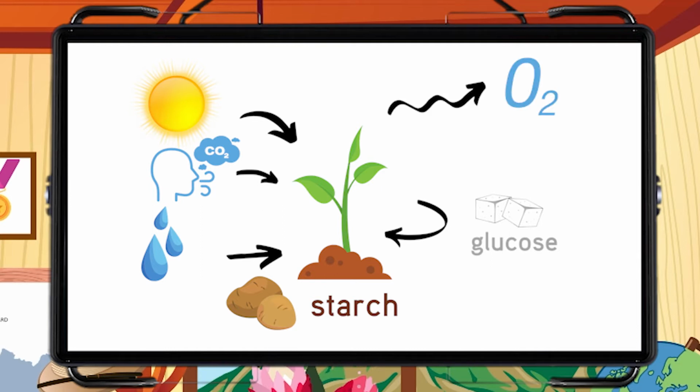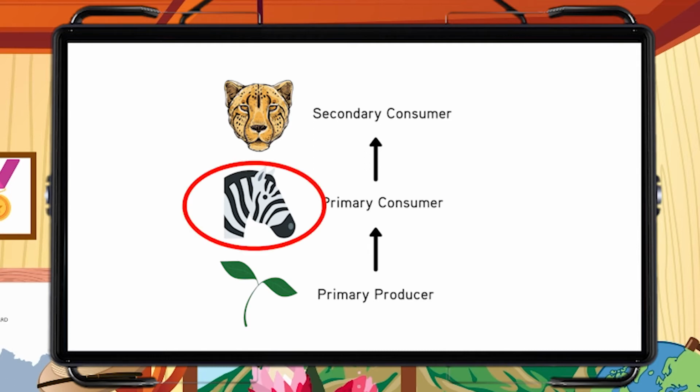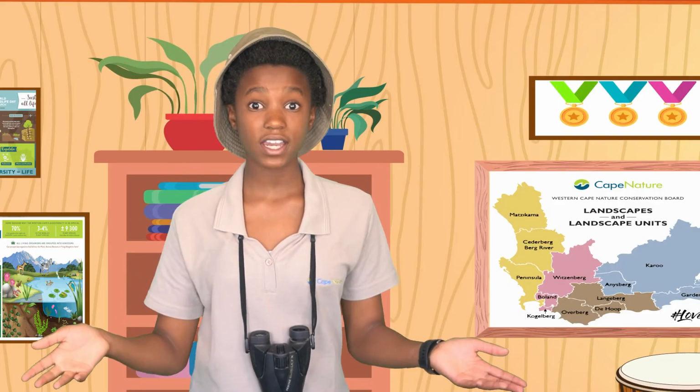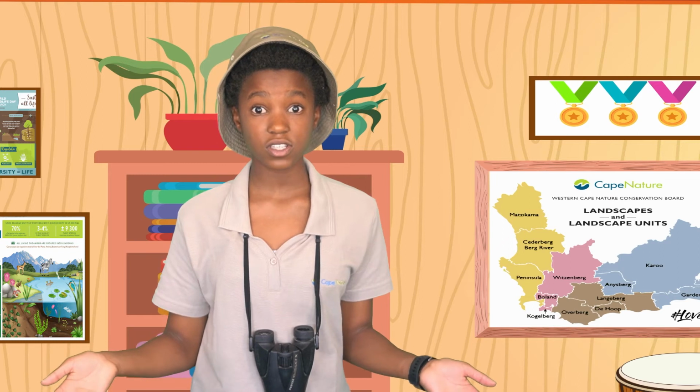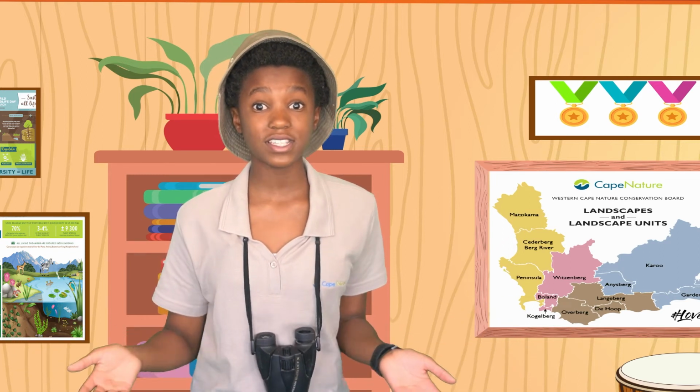There's a very special chemical that plants use to photosynthesize. It's called chlorophyll. Primary consumers are found at the next trophic level and include animals that eat only plants. They're called herbivores. Can you think of some examples? Think, what animals only eat plants? What about a cow, or a hippo, or even a zebra?